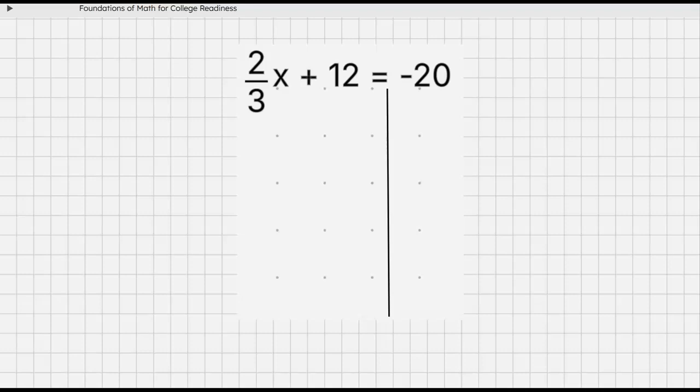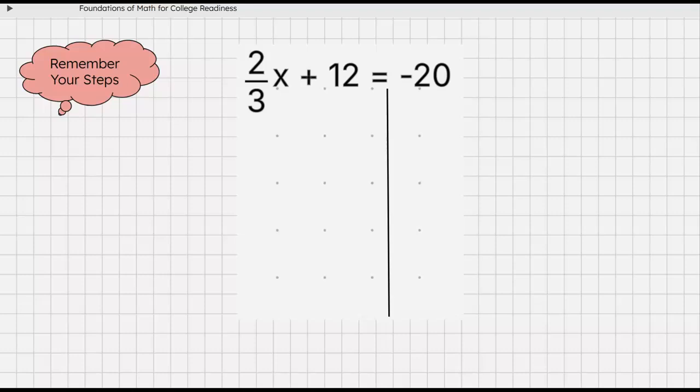Next one. Ooh, fraction. Don't let this be scary. I'm going to show you how to make it pretty simple and easy. There's also another way to go about solving this problem. There's a few ways to go about solving this problem. However, this way is just the fastest way as far as the steps go. So this is the two-step version of 2/3 x plus 12 equals negative 20. So we have a fractional coefficient plus 12 as a constant, and that's all equal to negative 20.